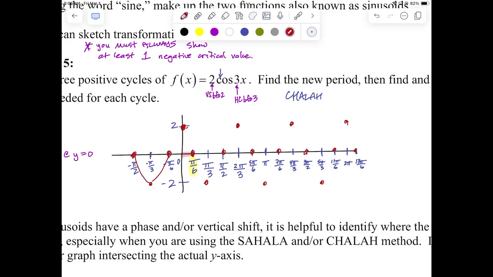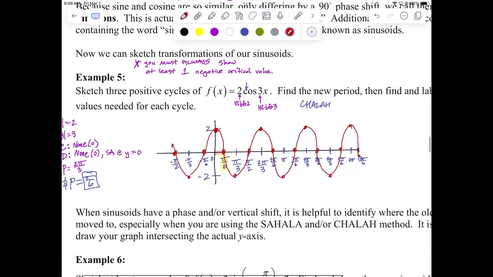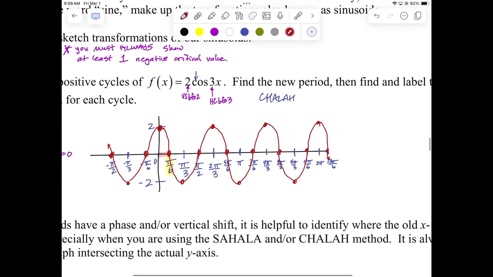And then all we got to do is connect the dots with these quarter cycle intervals so that it looks symmetrical, okay? Concave up, decreasing, concave up, increasing, concave down, increasing, concave down, decreasing, so on and so forth. And if you want, you can extend it a little bit past and put little arrows on it to show that it does go on. So we have 3 positive cycles, which is what the question said, and we have at least one negative critical value. So there's the graph. Okay, that's it.